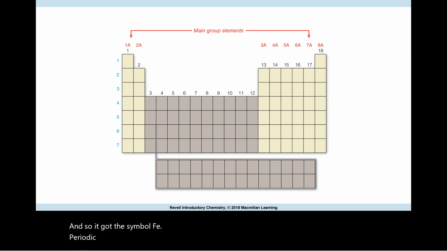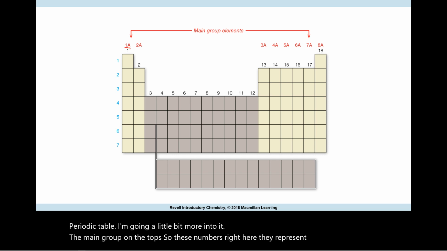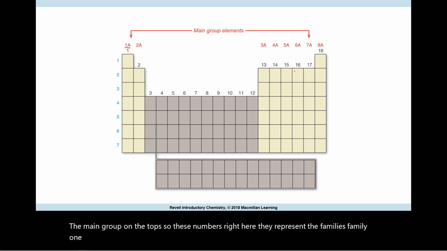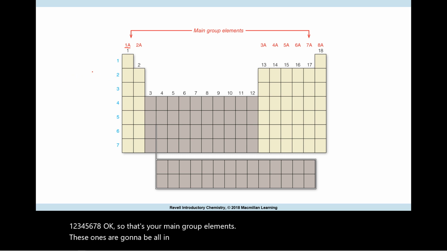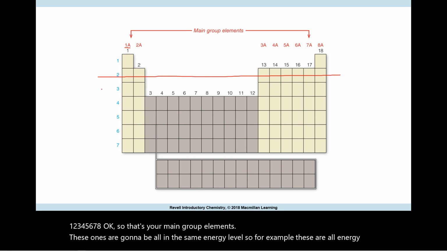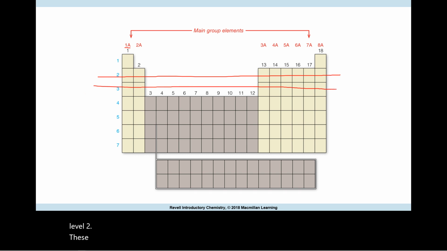Periodic table, going a little bit more into it. The main group on the top, so these numbers right here, they represent the families. Family 1, 2, 3, 4, 5, 6, 7, 8. Okay, so that's your main group elements. These ones are going to be all in the same energy level. So, for example, these are all energy level 2. Okay, these are all energy level 3. These are not all the same energy level here.